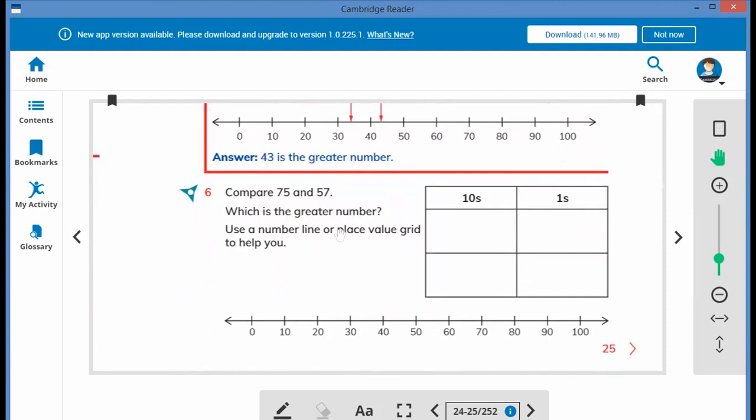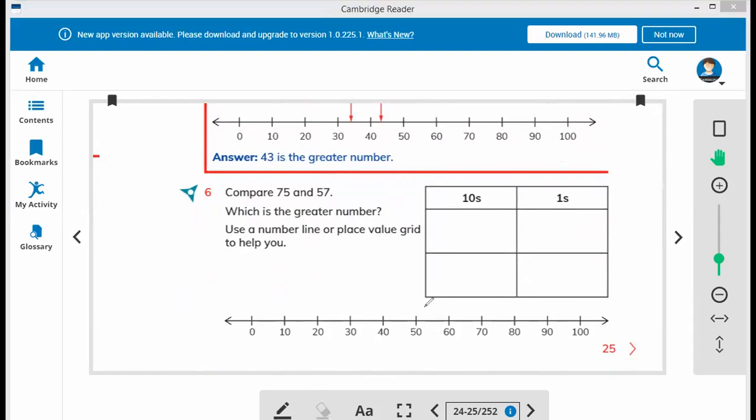Use a number line or place value grid to help you. 75 and 57. So here, with the help of stars, I'm going to make 75. 1, 2, 3, 4, 5, 6, 7. And in 57 we have 1, 2, 3, 4, 5. 5 tens in 57 and 7 stars in 75.